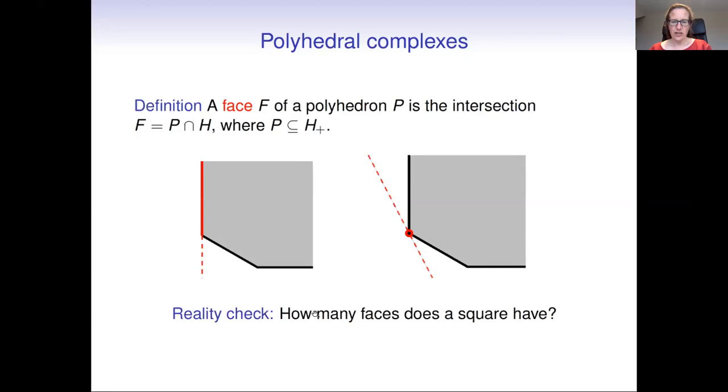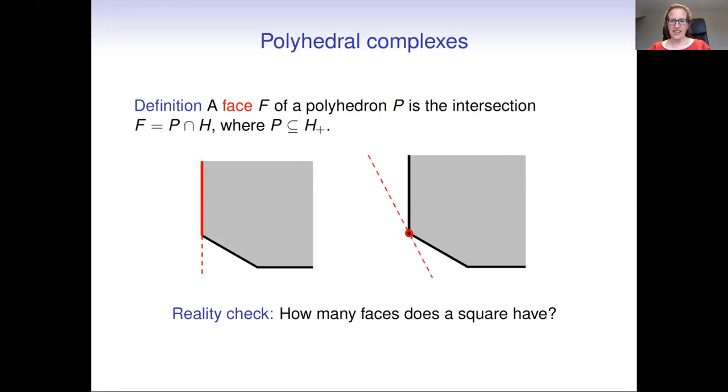Okay, so let's just do a reality check. Same algorithm as last time. I will now pause until enough people have typed in the chat an answer to how many faces does a square have? Just to check that we're happy with what I mean by faces of a polyhedron. Ooh, we're not converging yet. Okay, some people are hedging their bets. Okay, so I think we are almost converging.